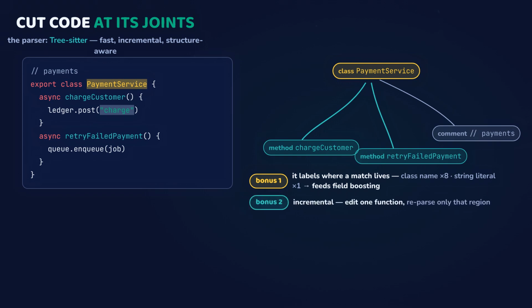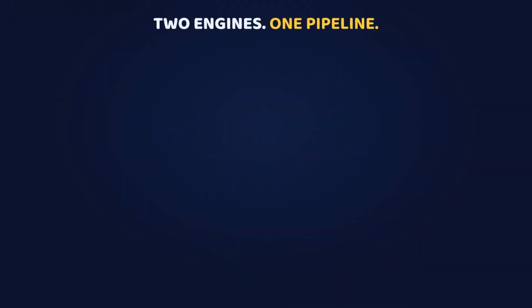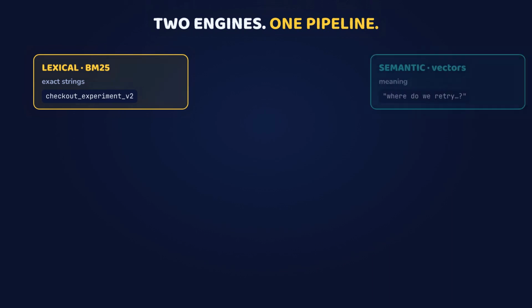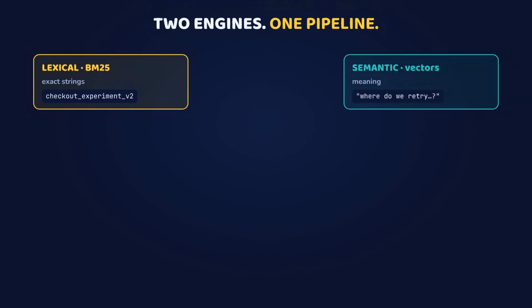And it's incremental. Edit 1 function in a huge file, and it reparses just that region, the only way an index stays fresh at thousands of commits a day. So now we hold 2 engines, lexical for exact strings, semantic for meaning. The best systems refuse to choose. They run both and merge the candidates.